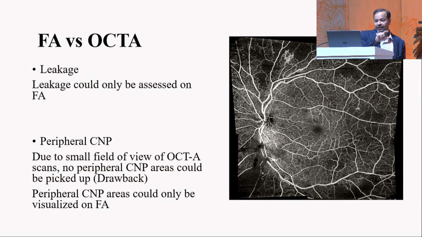Then coming to leakage, and as Devesh highlighted, leakage can only be assessed on fluorescein angiography. Peripheral CNPs, yes, they can be seen on OCTA, but the limiting factor as of now is that we cannot do wide field OCTAs. So the view we can get on FFA, you cannot get on peripheral OCTA. So it is the most important drawback, and I personally feel as the technology evolves, as we'll be able to image the peripheral retina with OCTA, this deficiency of OCTA would be resolved.